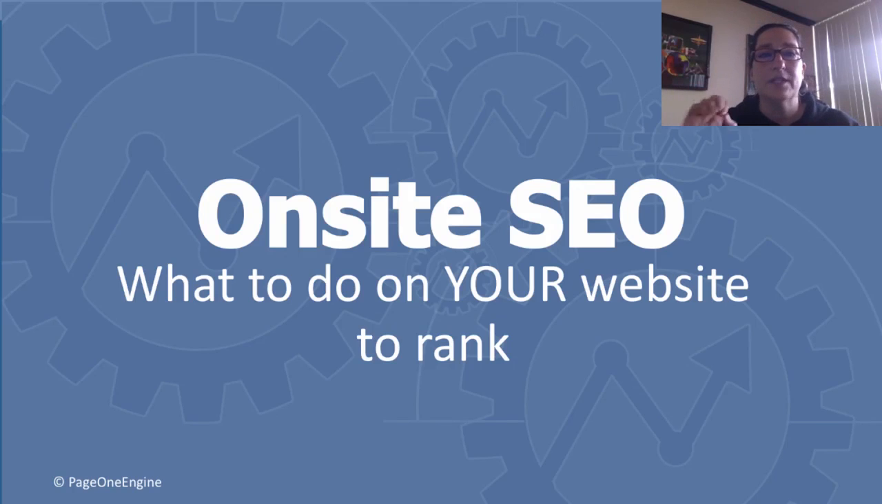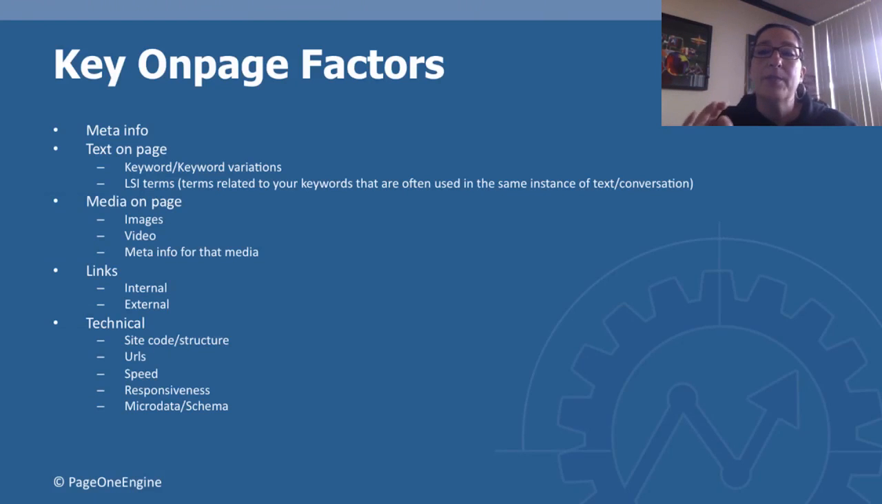Let's talk about on-site SEO, what to do on your website to make it rank. You have to really approach on-site SEO separate from off-site SEO. Sometimes they intermix, but you need to start with what are the key on-page factors. For example, when you're thinking about your website, you need to know about your meta information, the text that's on your page, the media information, links, and technical.